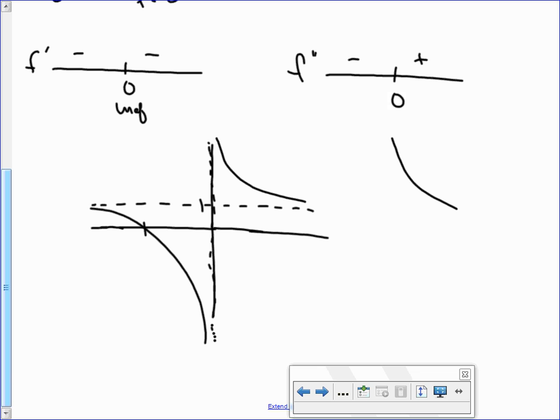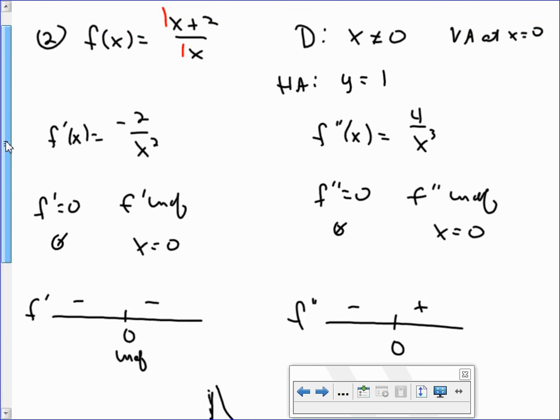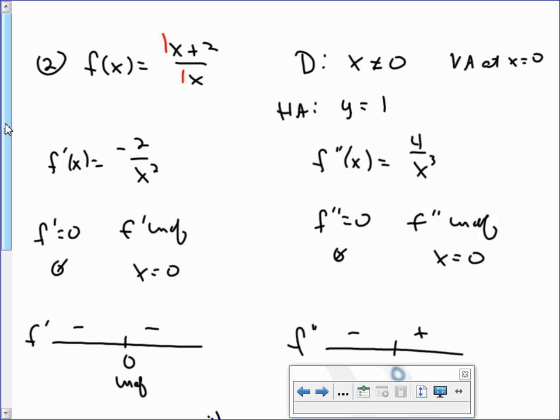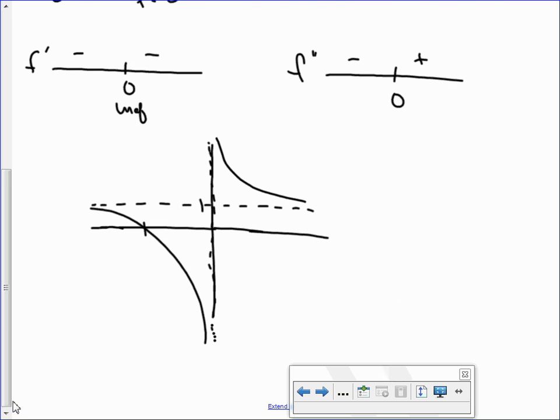Now, in this case, that 0 is pretty easy to find. Back up to the original problem, and you can see where f of x equals 0 from right there. It's going to be at x equals -2. So since it's easy to find, you might as well go ahead and put it on there. Okay, and that's our sketch for the second example.